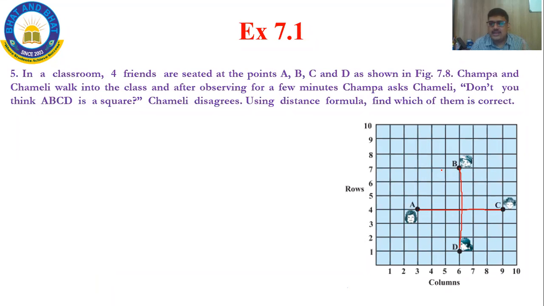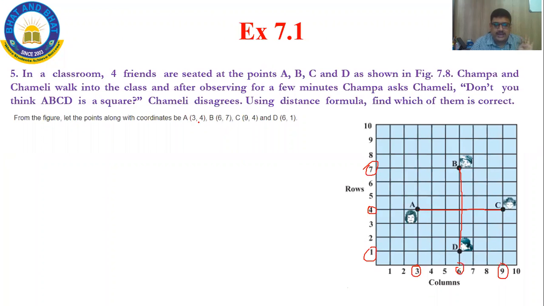So I directly say AC is equal to BD by observing the figure. I have to just find out what is AB. But to find out AB, I should find out what is A. So what is A? It is 3, comma 4. What is B? It is 6, comma 7. What is C? 9, comma 4. What is D? 6, comma 1. So I have to make note of that first.